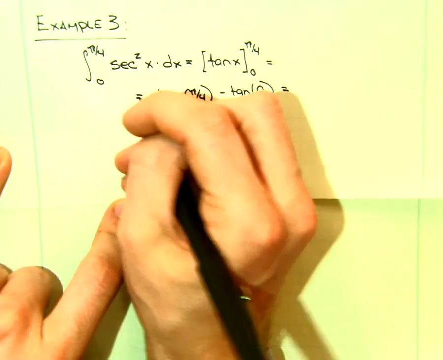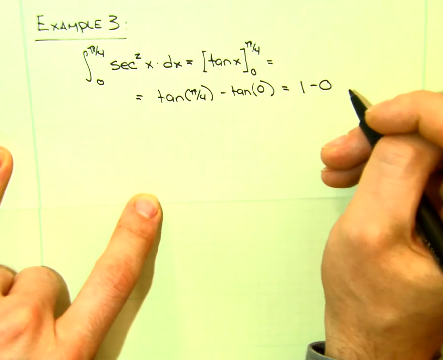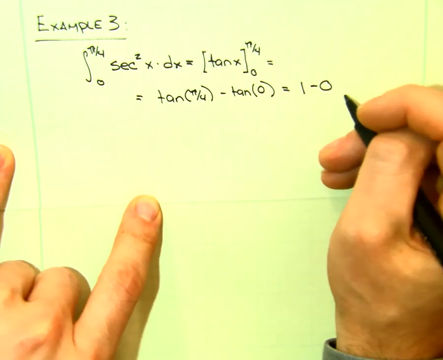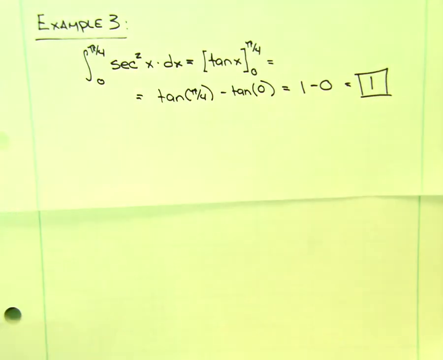Now that's going to be my answer. So the tangent of pi over 4 is just going to be 1 here. Tangent of 0 is equal to 0. Once again, if you know your unit circle, this problem is super, super easy. So 1 minus 0 is just going to be equal to 1.